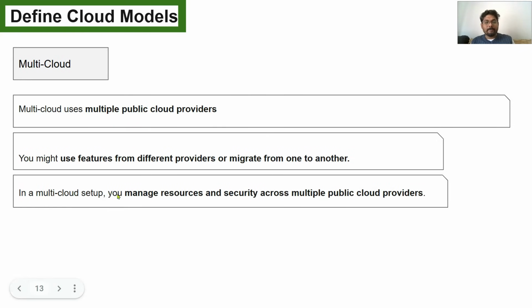In a multi-cloud setup, you manage resources and security across multiple public cloud providers. So the simple term to remember: multiple public cloud providers. When you have multiple public clouds, with many vendors or cloud providers serving you, then you are in a multi-cloud model. That is the entire crux of this slide.